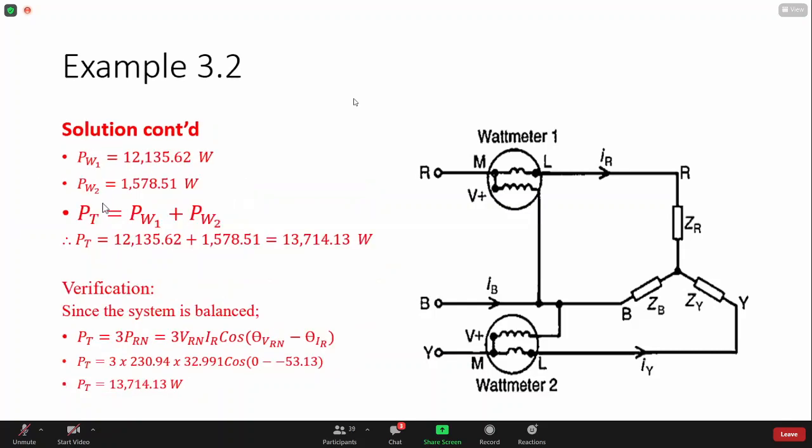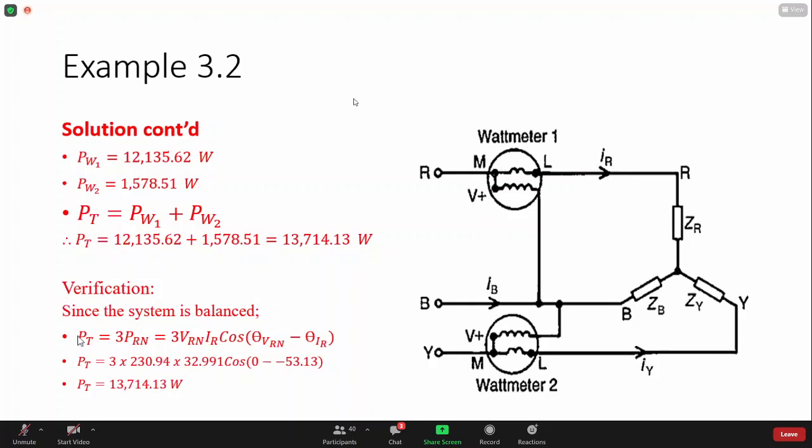All right. So we add them up and we get the total power. And it works out to be 13,714.13 watts. Or you could write it as kilowatts, 13.714 kilowatts. By the way, when you change from watts to kilowatts, do it right at the end. Don't do it from way up here, because you start rounding off and lose some accuracy.